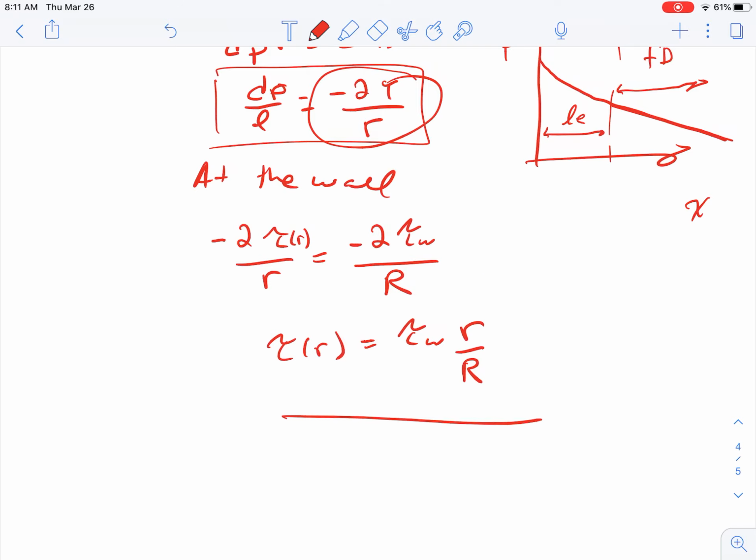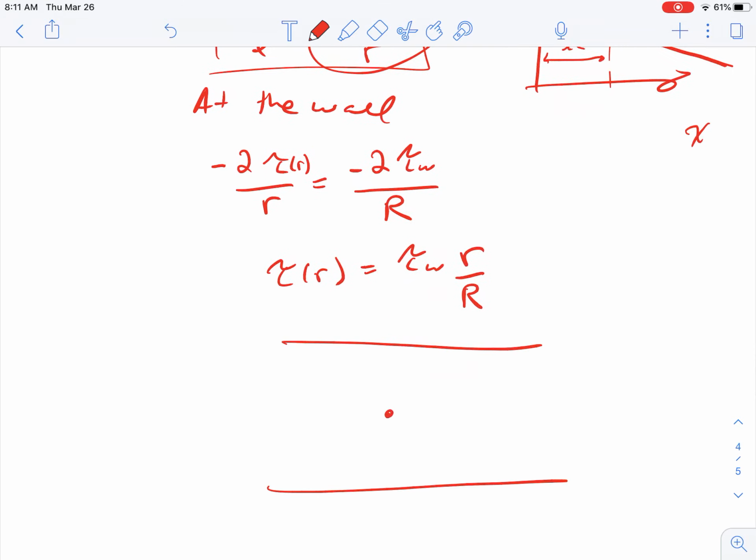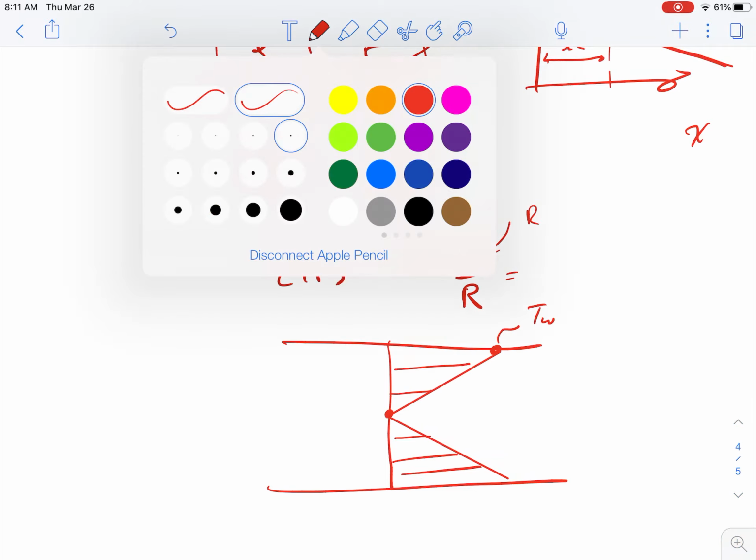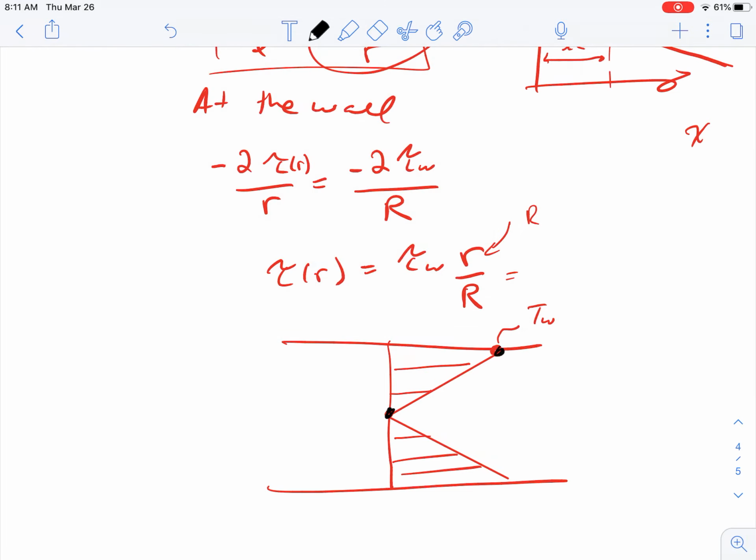So if our pipe looks like this, and this is the center of our pipe, we have the shear stress tau wall over here, then our shear stress is going to increase linearly from 0 at the center of the pipe to tau wall at the wall. Then we can substitute here capital R at the wall, so we'll have tau wall at the wall. So actually our shear stress is going to be symmetric about the center, and we can think of the shear stress as increasing linearly from the center to the wall.